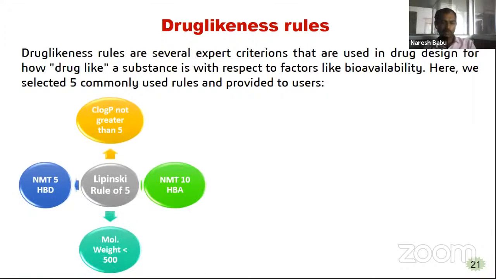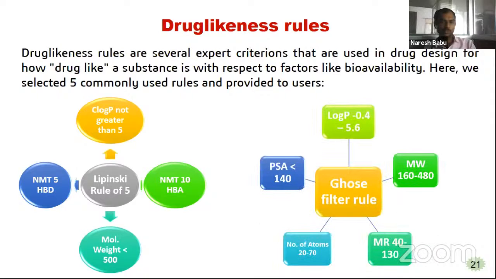One well-known rule we apply to drug molecules in drug discovery is the Lipinski rule of 5. Rule of 5 does not mean it has 5 rules; it has only 4 rules, all multiples of 5. The ClogP should not be greater than 5, hydrogen bond acceptors (HBA) not more than 10, molecular weight less than 500 Daltons, and hydrogen bond donors not more than 5. So these 4 rules come under the Lipinski rule of 5.